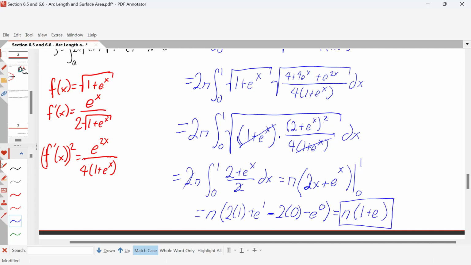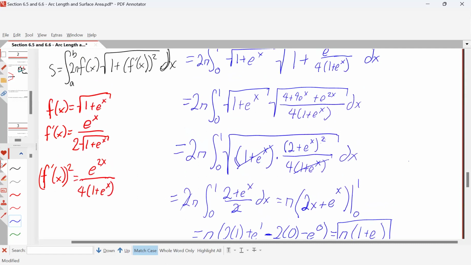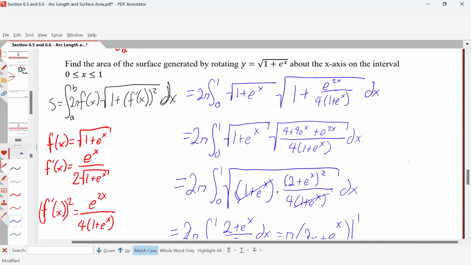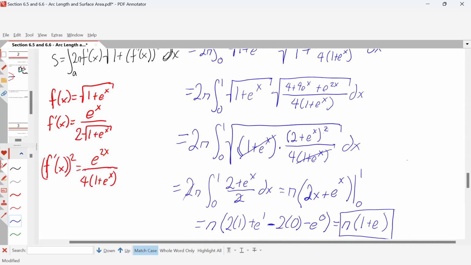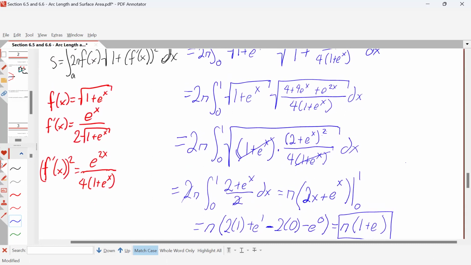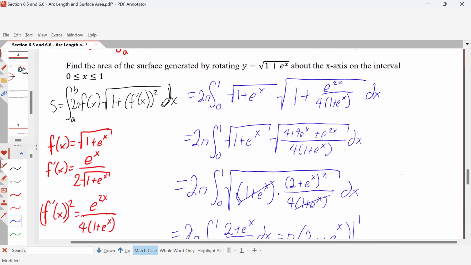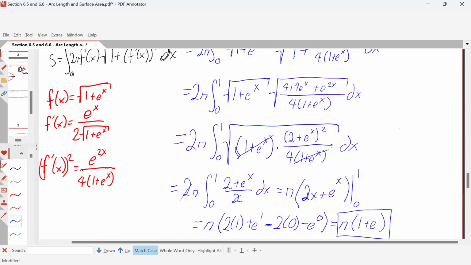There is the exact form of how much surface area we have. So there is that integral worked out.